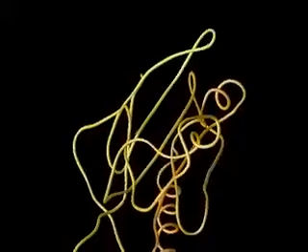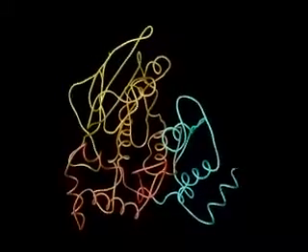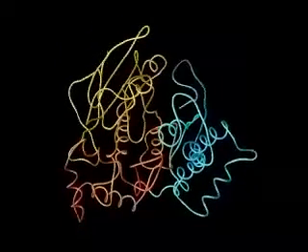It's easier to see the underlying structure if we create a tubular trace along the backbone. By coloring the tube from start to finish, you can see that this molecule, the acetylcholinesterase enzyme, is composed of two large domains.